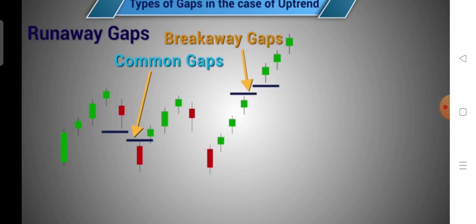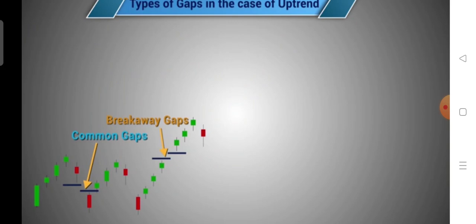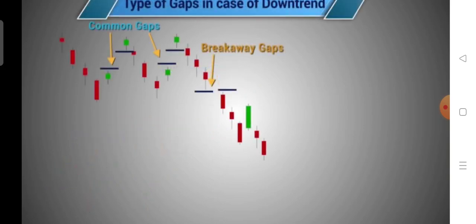Then comes the runaway gap. In the case of a bullish up move, often we find that a gap is created, the market is moving higher, and the gap is never filled, and the market moves even higher. Similar things happen in the case of a down move also. The market was already moving lower, a gap is created and then the market moves even lower. These are called runaway gaps.